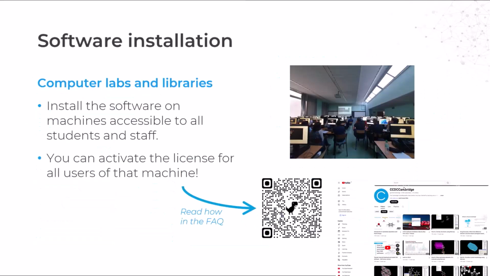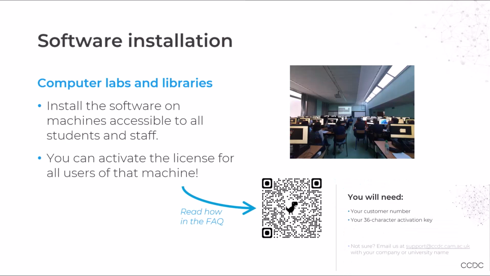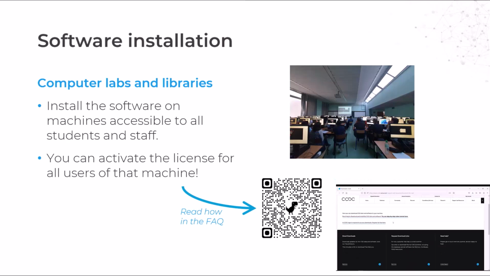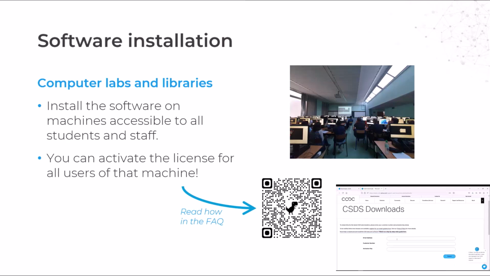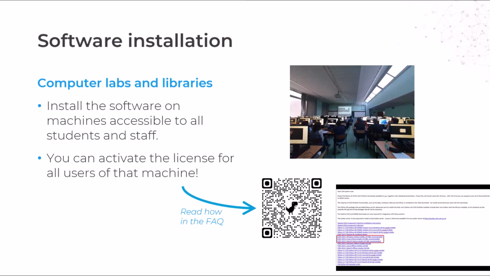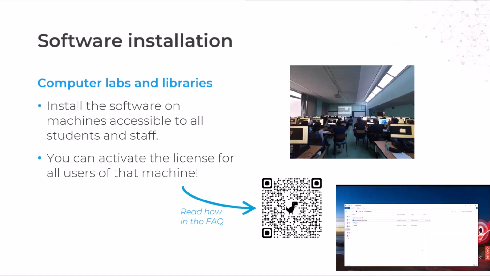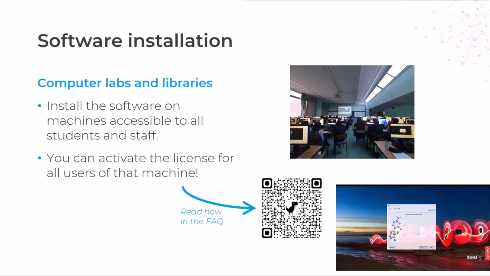On the other hand, the desktop software and our API need a local installation. If you have computer labs and/or computers in your library or libraries, a good idea would be to install the software and activate the license directly on these machines. This would ensure wide access to students and researchers. You can follow the steps in our installation video, and more resources are linked on the screen and in the video description. Of course, if you or your technical and IT staff need support with this task or have any question, our support team at support@ccdc.cam.ac.uk will be happy to help.